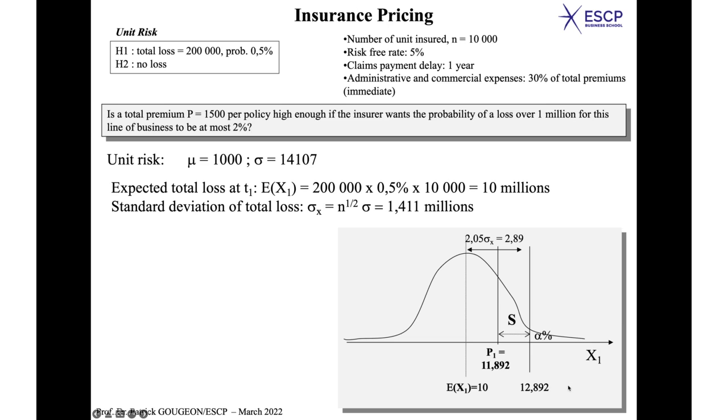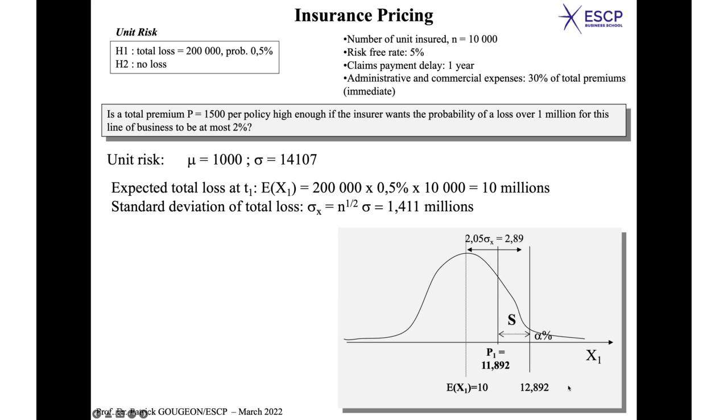If you take 2% on the right side or on the left side of the curve, you know that the distance corresponds to 2.05 times the standard deviation. Considering the standard deviation here, you see that it corresponds to 289, okay? In other words, the limit that corresponds to alpha percent, if you have an expected value of total loss, which is 10 million, if you add 289, you end up with 12,892 to be precise, okay?